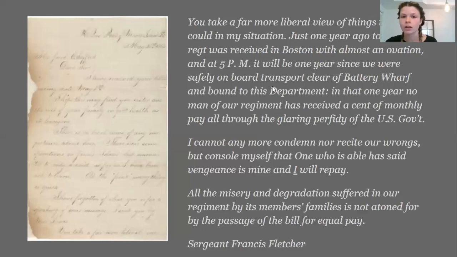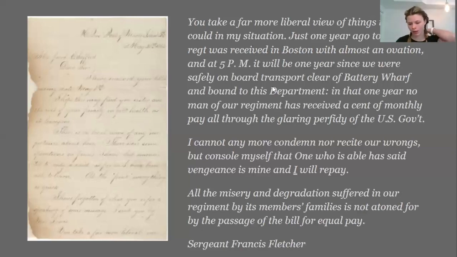In that 1 year, no man of our regiment has received a cent of monthly pay, all through the glaring perfidy of the U.S. government. I cannot anymore condemn nor recite our wrongs, but console myself that one who is able has his vengeance is mine, and I will repay. All the misery and degradation suffered in our regiment by its members' families is not atoned for by the passage of the bill for equal pay. Sergeant Francis Fletcher.